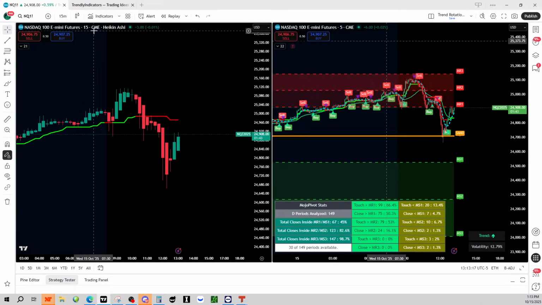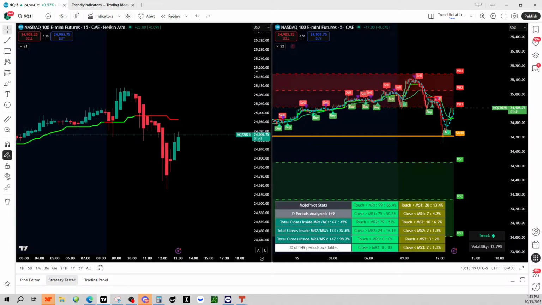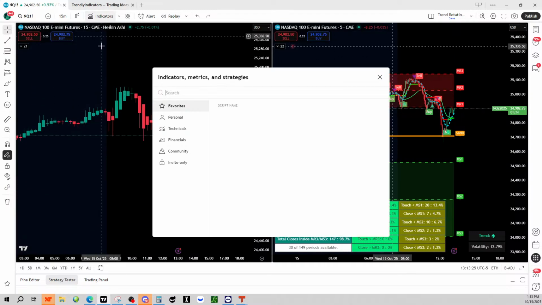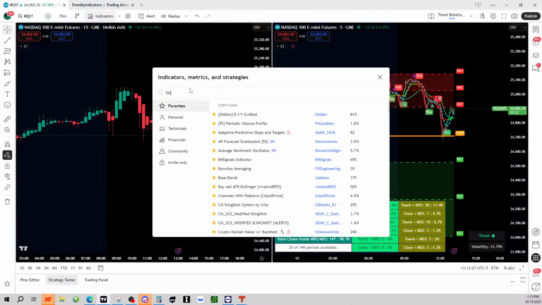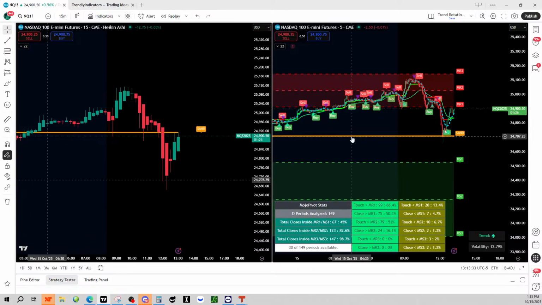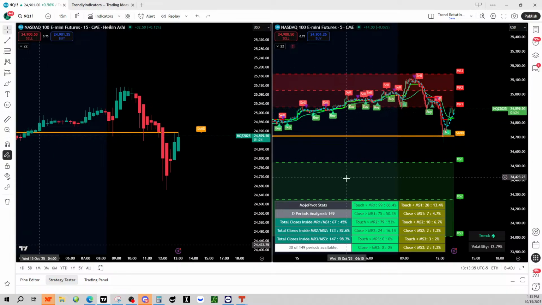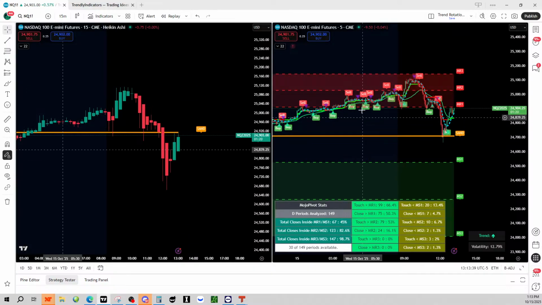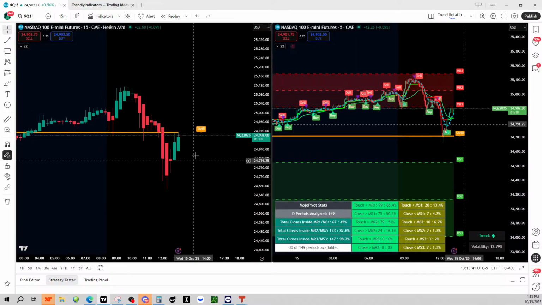So first thing I'm going to do is clear my chart. I've just got one indicator, the Trend Magic, on here. I'm going to add just the line in the sand, the standalone line in the sand. The Mojo pivots have the line in the sand. That's kind of the core of the Mojo pivots, and where the statistics and all that come from.